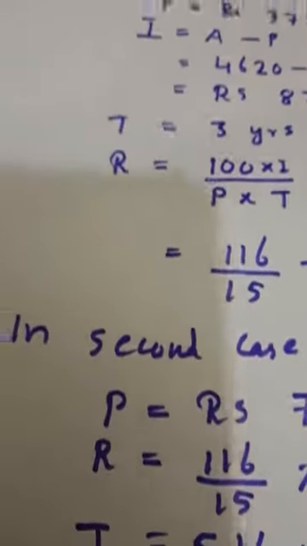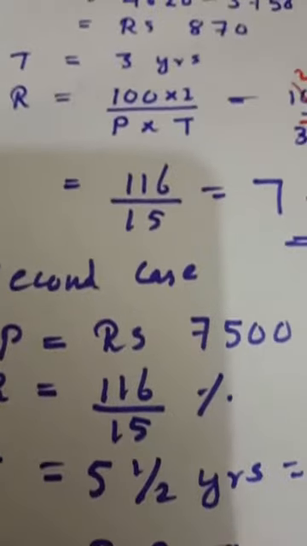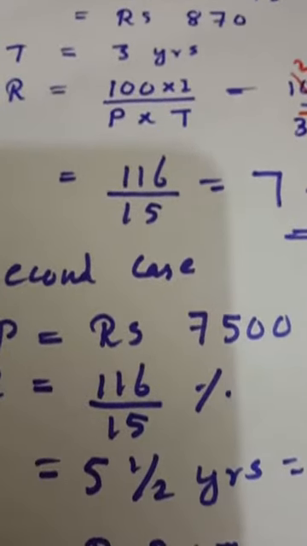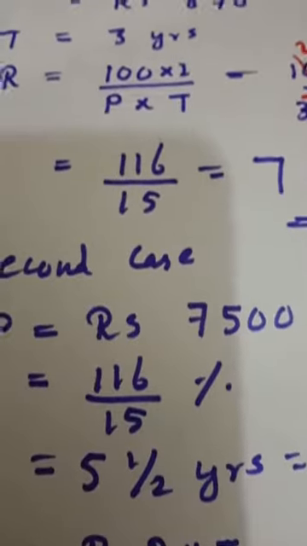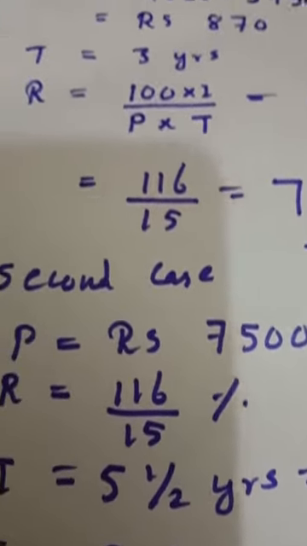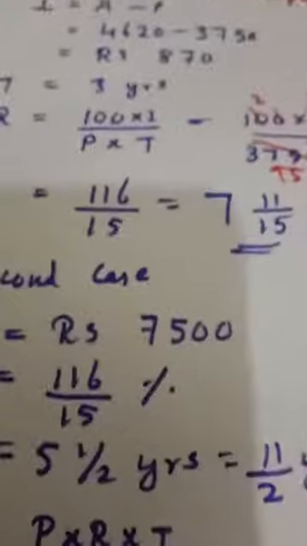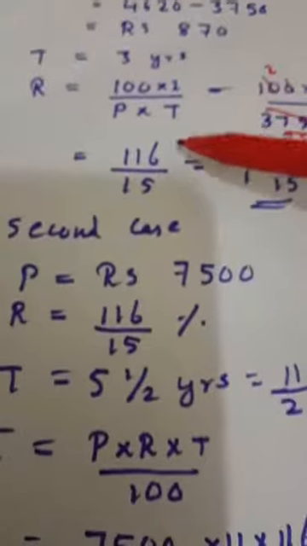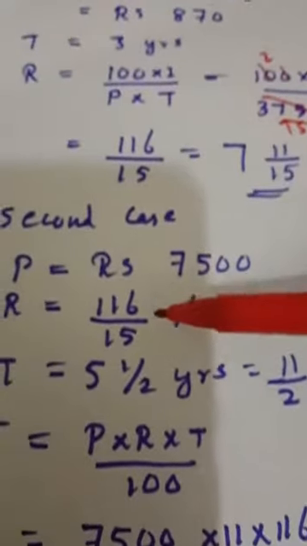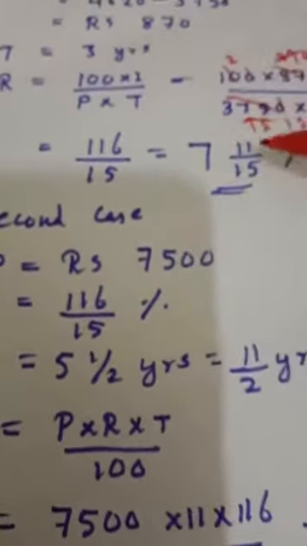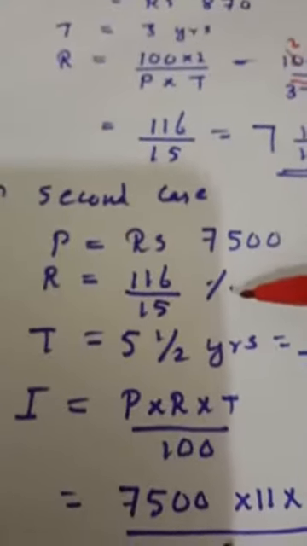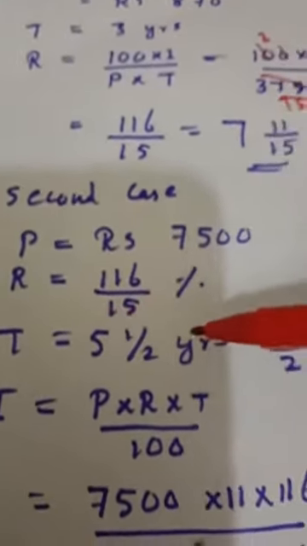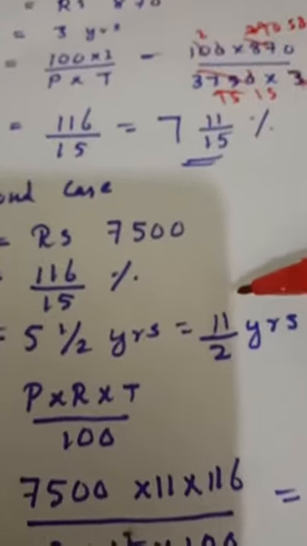Now in the second case. P is given, the amount of rupees 7500 in 5.5 years at the same rate of interest. So P is equal to 7500. Rate of interest, the same rate of interest, 116 by 15 percentage or 7 11/15 percentage. Time period is 5 1 by 2, that is 5 times 2 is 10 plus 1, 11 by 2 years.